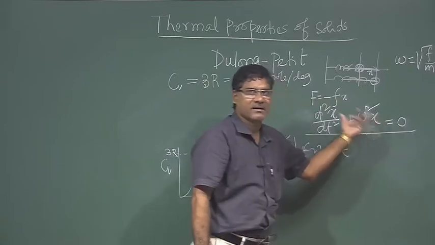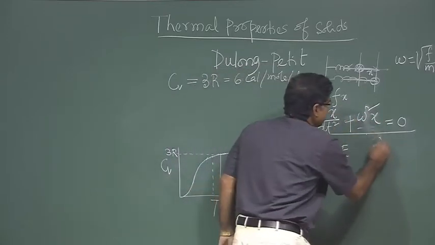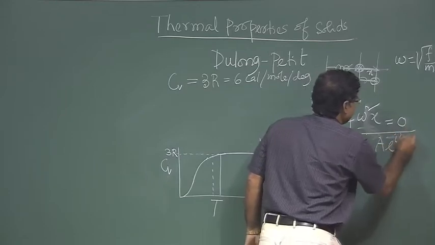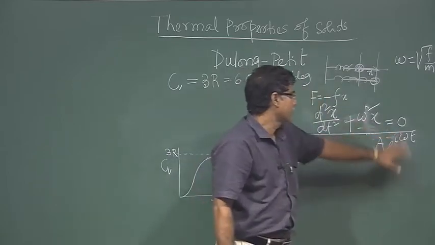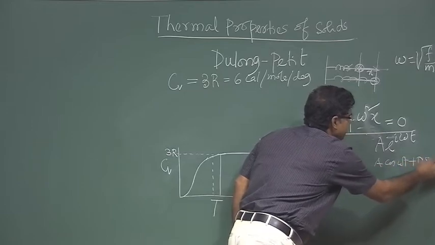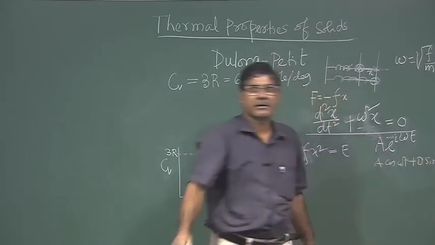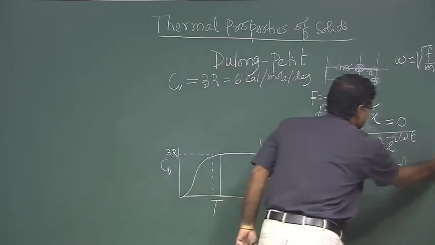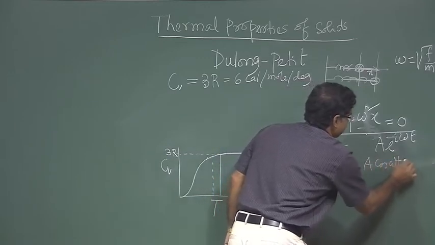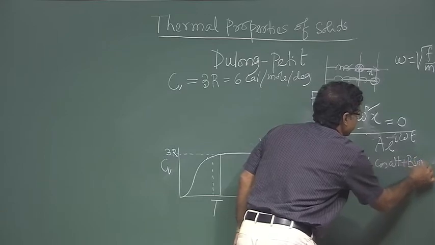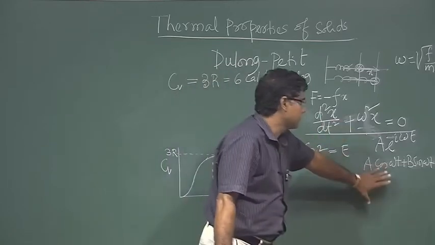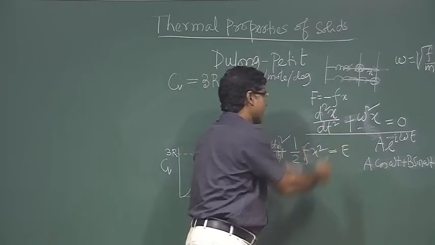The solution of this kind of harmonic oscillation, one can write as e to the power i omega t, or one can write a cos omega t plus b sin omega t. These are standard. So, one can find out the kinetic energy and potential energy.